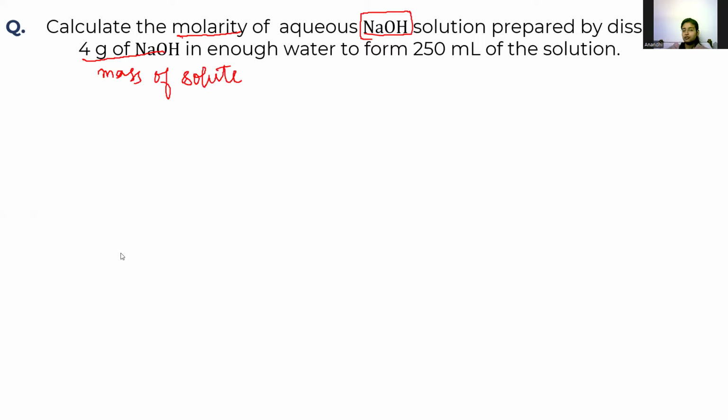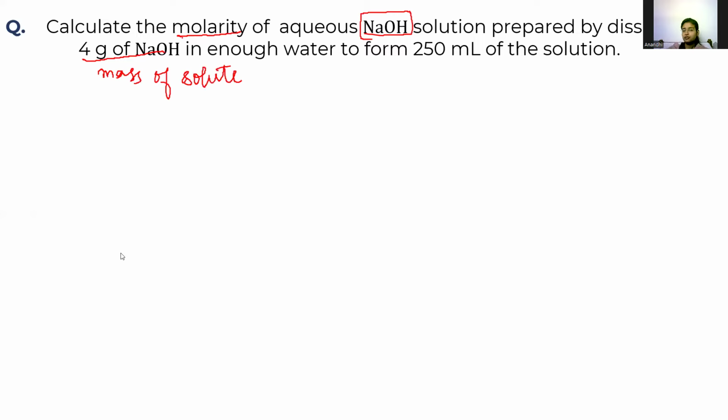In enough water to form 250 ml of the solution. What is meant by ml? It is the volume of solution in terms of milliliter. So these two are the given values, and using these two we have to find out the molarity. How to proceed? What is the formula for molarity? Molarity is equal to number of moles of solute divided by volume of the solution in liter.